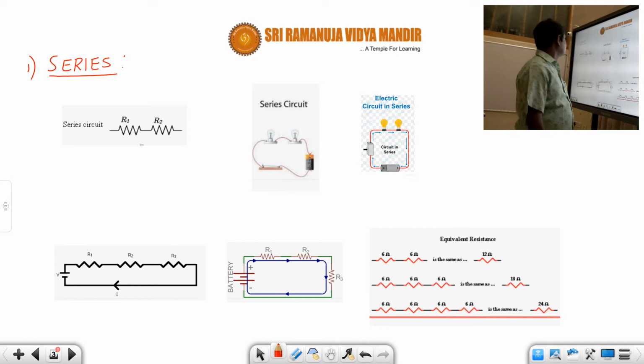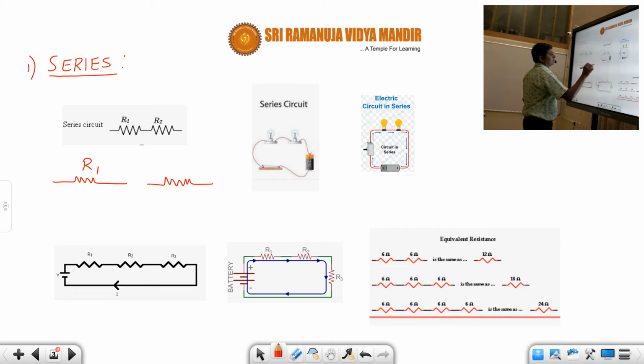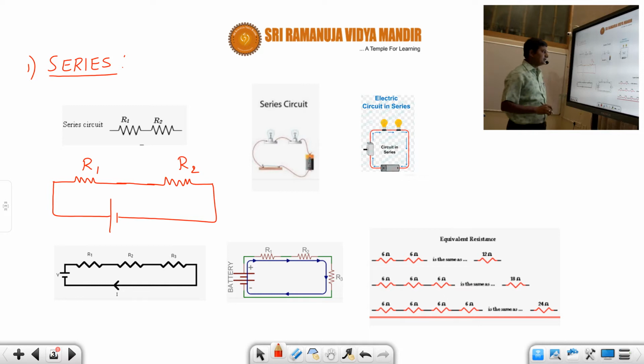Okay, students. When we say that two resistors are in series, suppose this is one resistor, this is the symbol for a resistor, this is R1 and this is R2. When do we say that these two are in series? When the two resistors are connected in such a way that the same current is flowing in both the resistors.